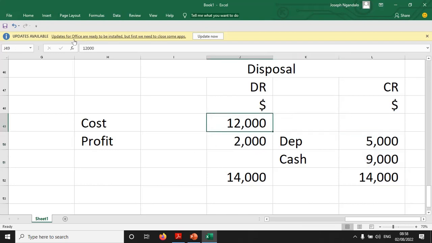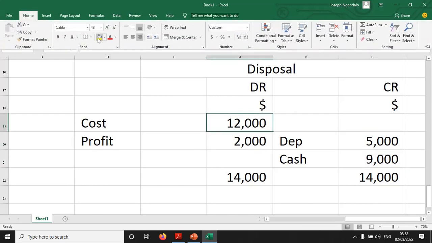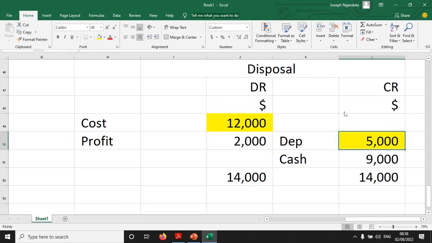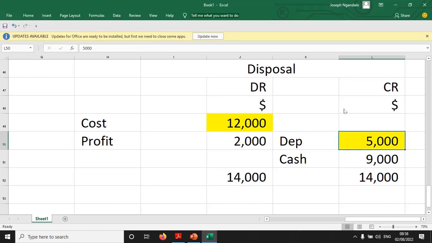Now, Mr. Elijah, what we're looking for is the CV, right? Which is the difference between what? 12 and what? 12 and 5. What's the difference? Please find. 7,000.